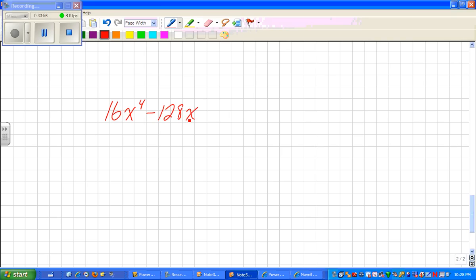Okay, so when you take a look at this one, you always have to go back to what's the first step. Because as of right now, 16 is not a perfect cube, neither is 128, and this x to the fourth doesn't even say x to the third. So there's some issues that we have to work out first. But if you notice, we can always start with a greatest common factor. So the first thing I see, let's see if I can take out a 2. And then x to the fourth and x, well, I can take out an x from both of these.